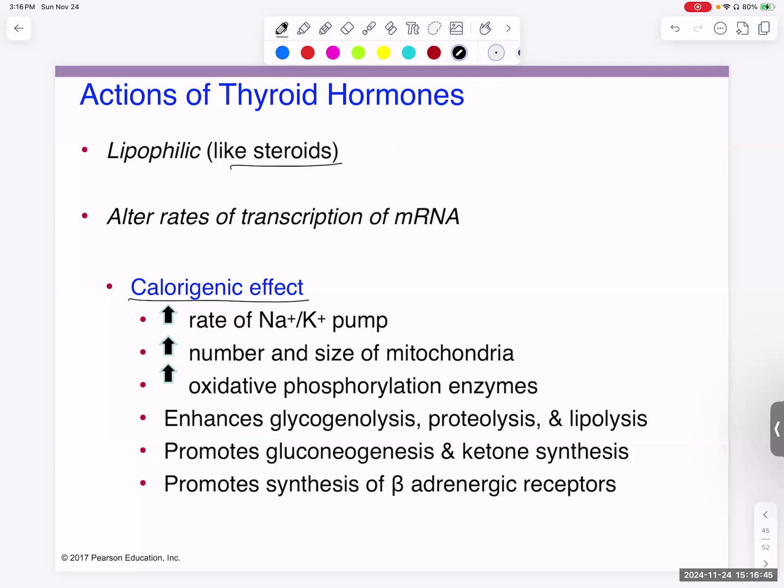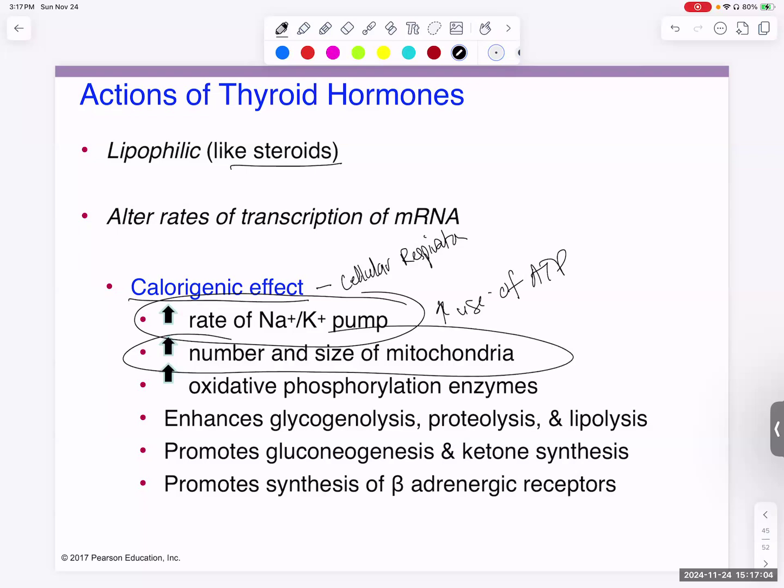And the calorigenic effect, this is basically cellular respiration. It increases the rate of the sodium potassium pump, increasing use of ATP there. It can increase the number and size of the mitochondria, increasing ATP production. It increases oxidative phosphorylation, again increasing ATP production.